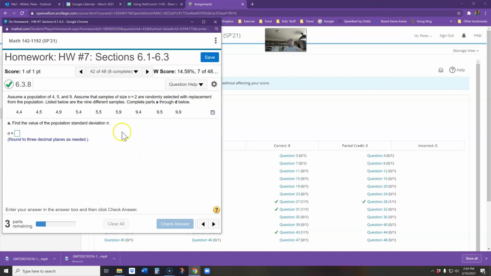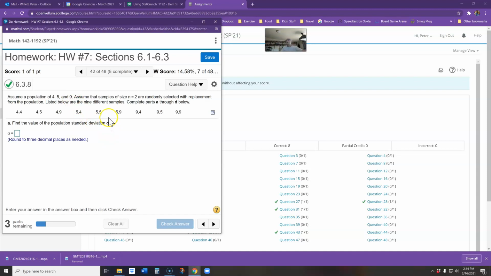So let's look at, this is number 42 on the homework set, and we can see it's from 6.3. It says, assume a population of 4, 5, and 9. So that means instead of having a population of 1,000 data values or a bunch of people or something like that, our population, so that's the complete data set, is 3 numbers, 4, 5, and 9.